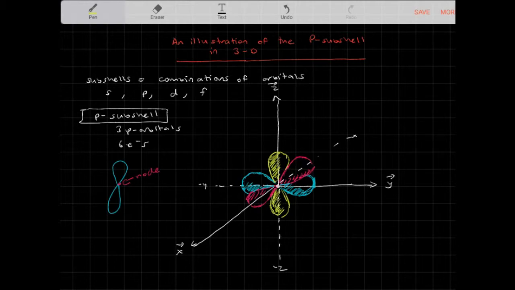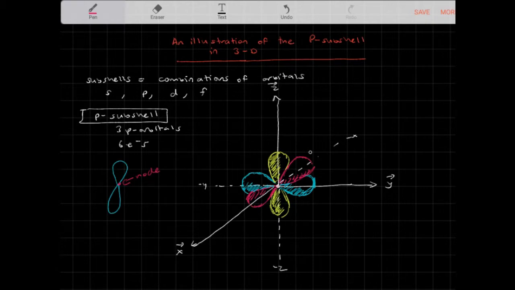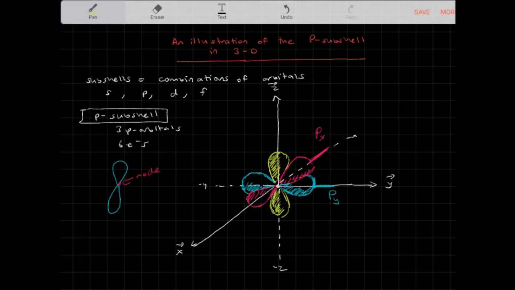Okay, and basically we can label each orbital based on what axis they are located on. So this full thing here is the px orbital. This is the py orbital, and in green we have the pz orbital. We can notice that they're 90 degrees apart from each other, right? The x, y, and z axes are 90 degrees away from each other.